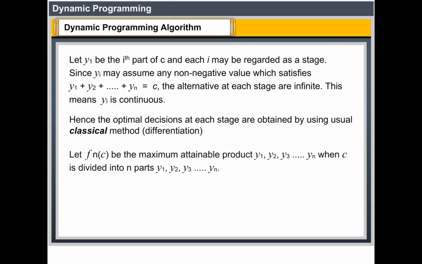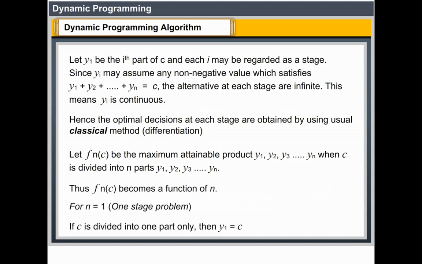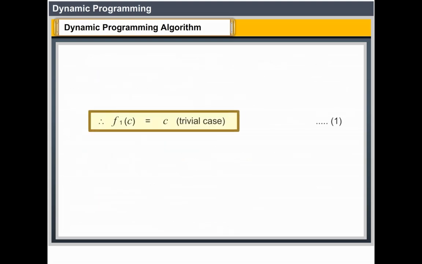Let fn(c) be the maximum attainable product y1 y2 ... yn when c is divided into n parts y1, y2, ..., yn. Thus, fn(c) becomes a function of n. For n = 1, one stage problem, if c is divided into one part only, then y1 = c. Therefore, f1(c) = c, trivial case, is called equation number 1.